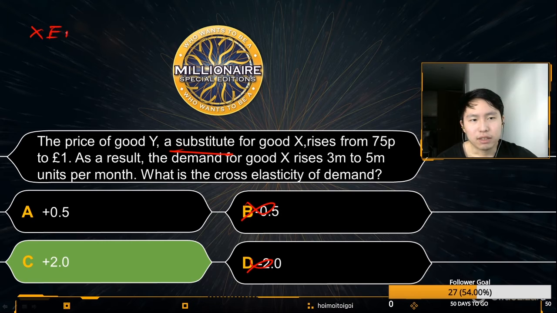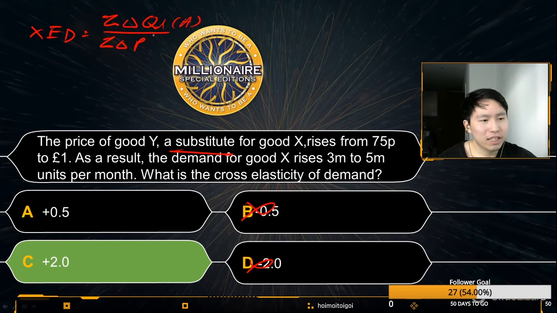Again, the XED formula is percentage change in quantity demanded for A over percentage change in the price for B. Oh, this is quite Halloween feel like, right? It's like blood. In this case, actually we're using X and Y. So the price of Y increases, and the quantity would be X. Let's calculate the percentage changes. For X, 5 million is the new units that they're selling, minus the old amount of units divided by the old, and then we times it by 100%.